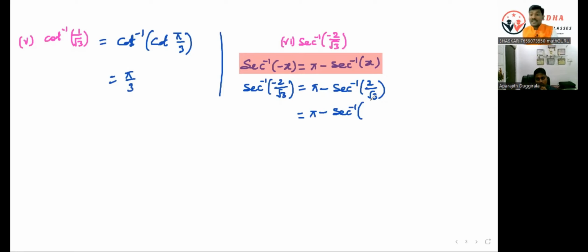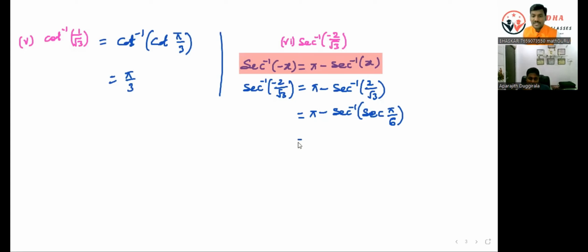When we get 2 by root 3 in secant theta, if we take the reciprocal, that means root 3 by 2 in cos theta. Root 3 by 2 gives pi by 6, 30 degrees. So that means secant 30 degrees. Secant inverse gets cancelled, pi by 6. Secant pi by 6 value is 2 by root 3. Cos pi by 6, cos 30 value, is root 3 by 2. That value is equal to again sin 60, root 3 by 2.